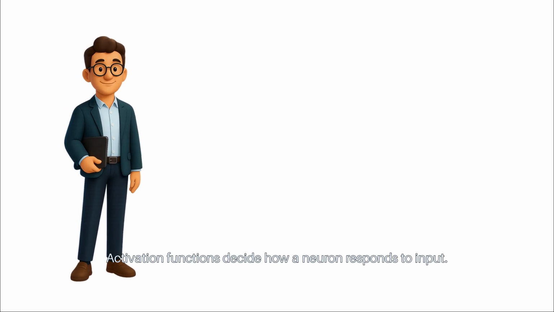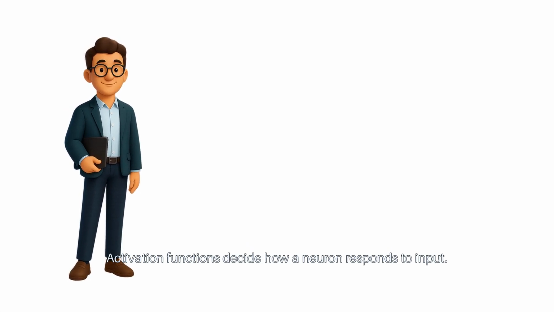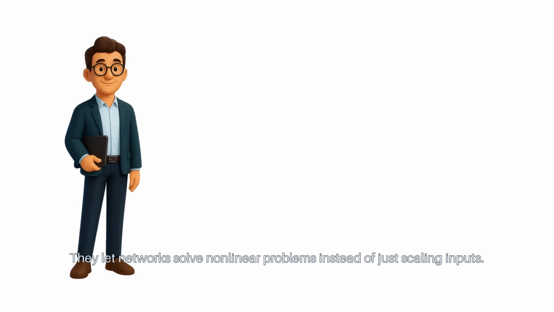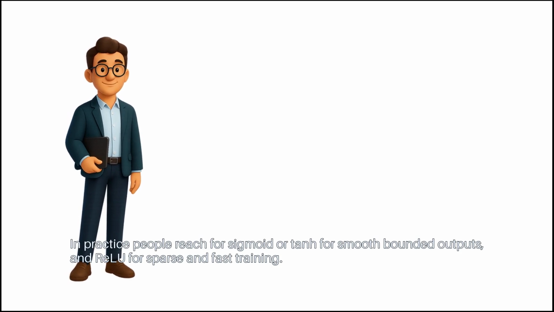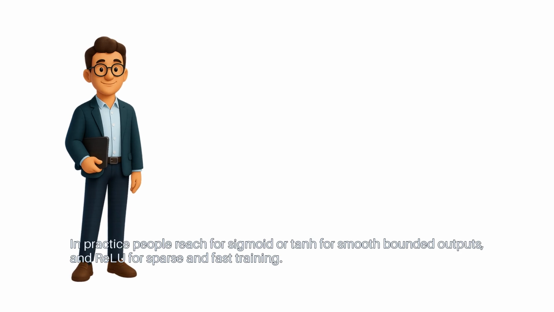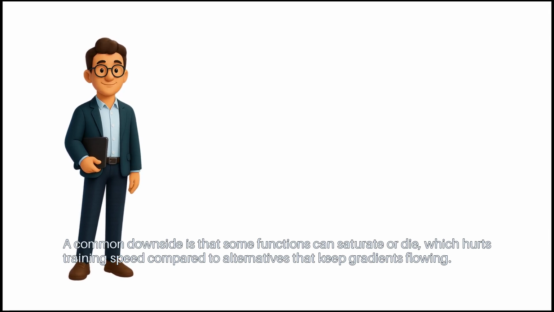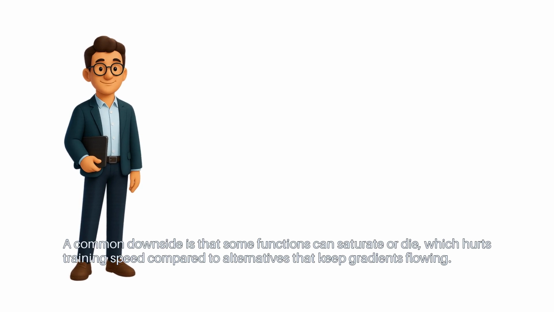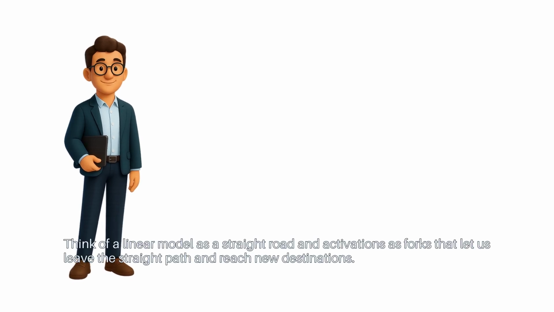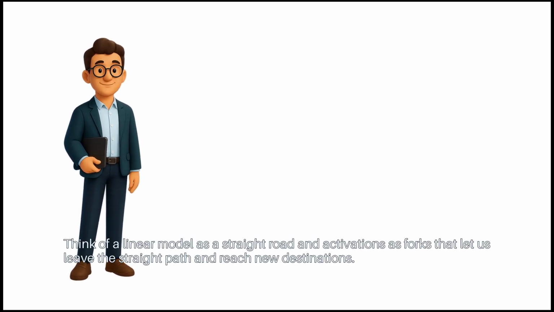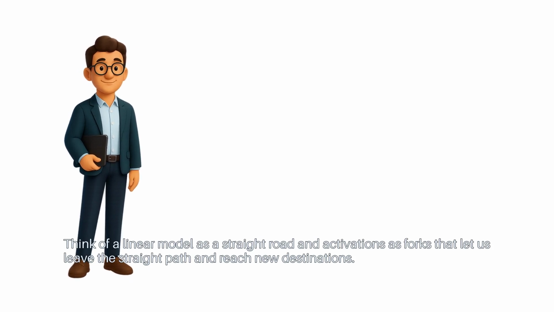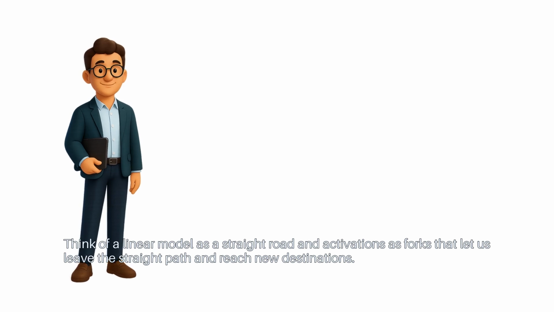Activation functions decide how a neuron responds to input. They let networks solve nonlinear problems instead of just scaling inputs. In practice, people reach for Sigmoid or Tanh for smooth, bounded outputs, and ReLU for sparse and fast training. A common downside is that some functions can saturate or die, which hurts training speed compared to alternatives that keep gradients flowing. Think of a linear model as a straight road and activations as forks that let us leave the straight path and reach new destinations.